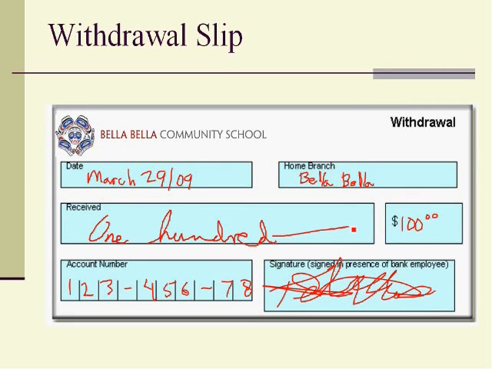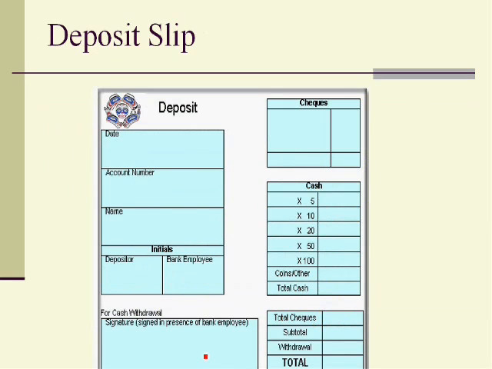Okay, so now to the deposit slip. Now this is one that people have a little bit more difficulty with because it's a little bit more complicated. Again, as always, you're going to have your date. You're going to have the account number that you're putting the money into. So 1, 2, 3, 4, 5, 6, 7, 8, just for the sake of simplicity.